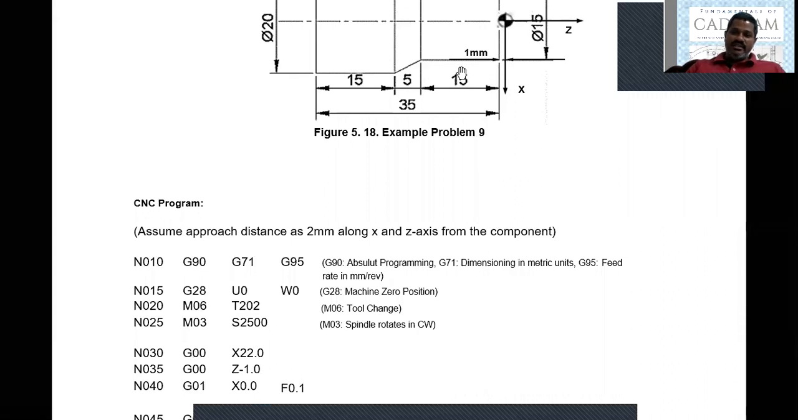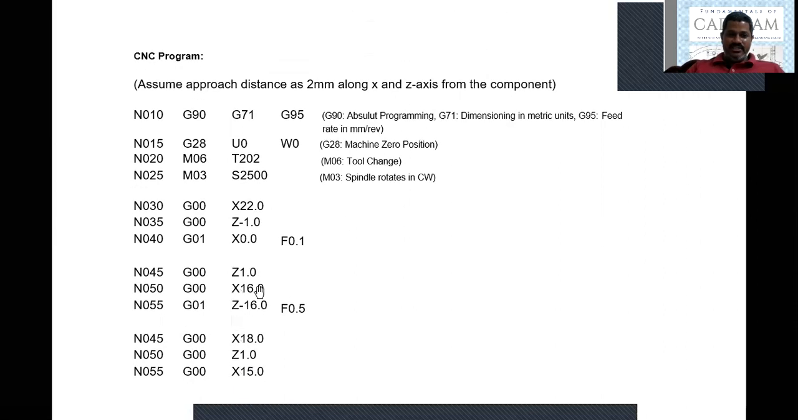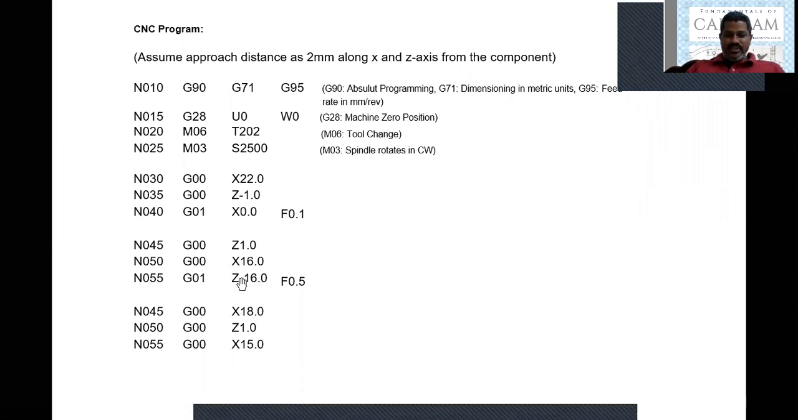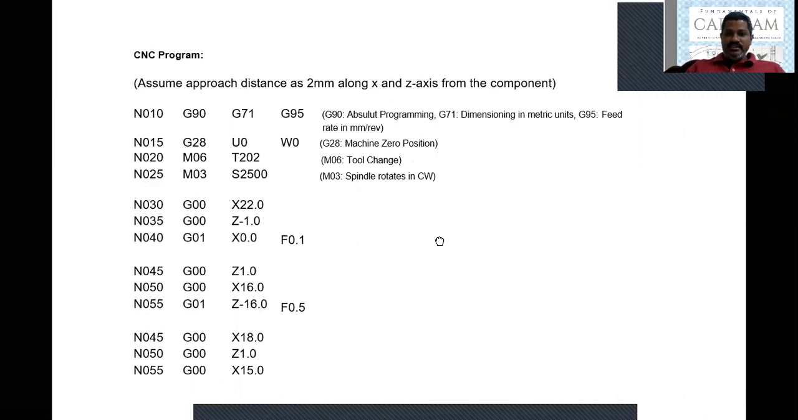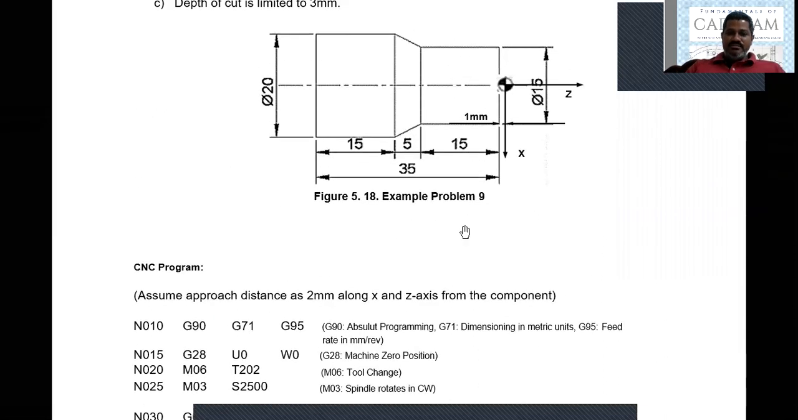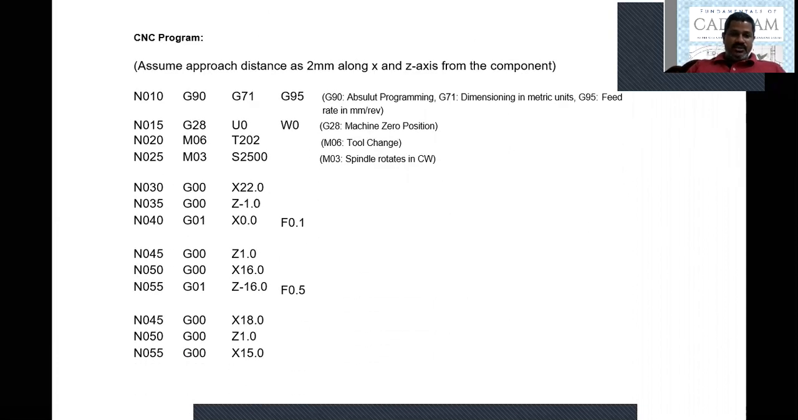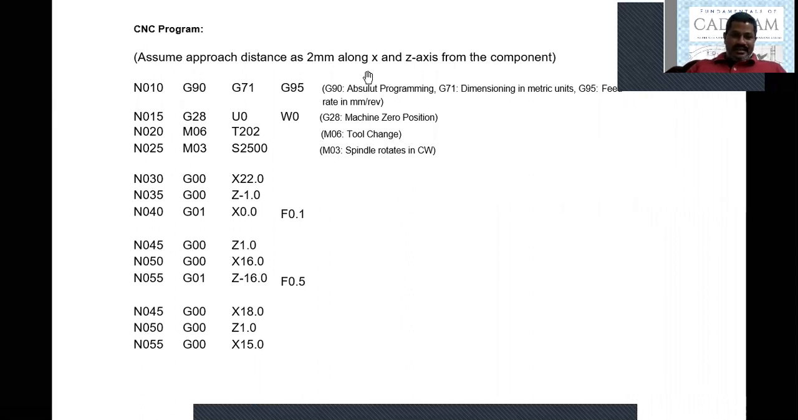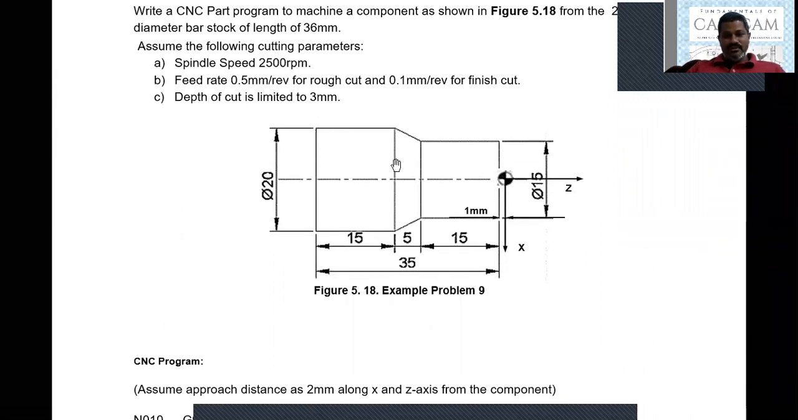Now we are also moving the tool during the turning operation, leftwards along the negative Z axis. Now you can see the value is Z minus 16 and the feed rate is 0.5. So by using 0.5 millimeter per revolution, the tool is going to move 0.5 millimeter per revolution during turning, while moving from Z positive 1 to Z minus 16 by giving feed rate F 0.5. This completes the turning operation to reduce the diameter from 20 to 16 mm for a length of 15 millimeters.